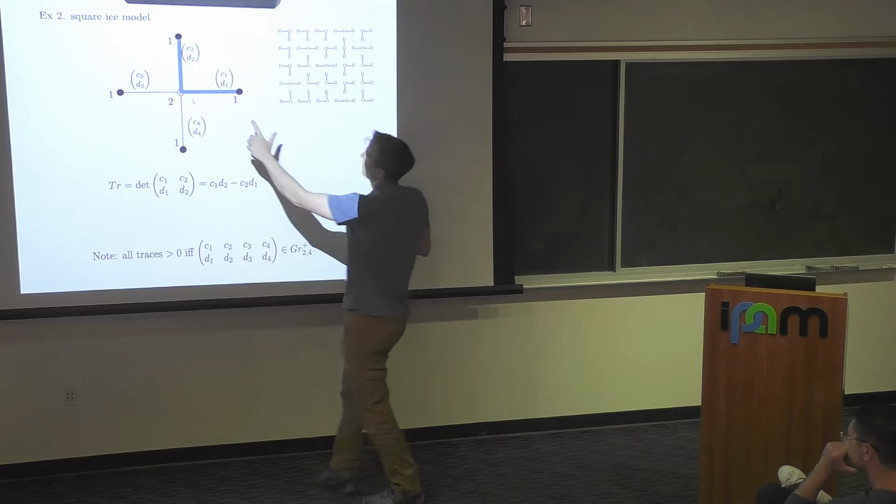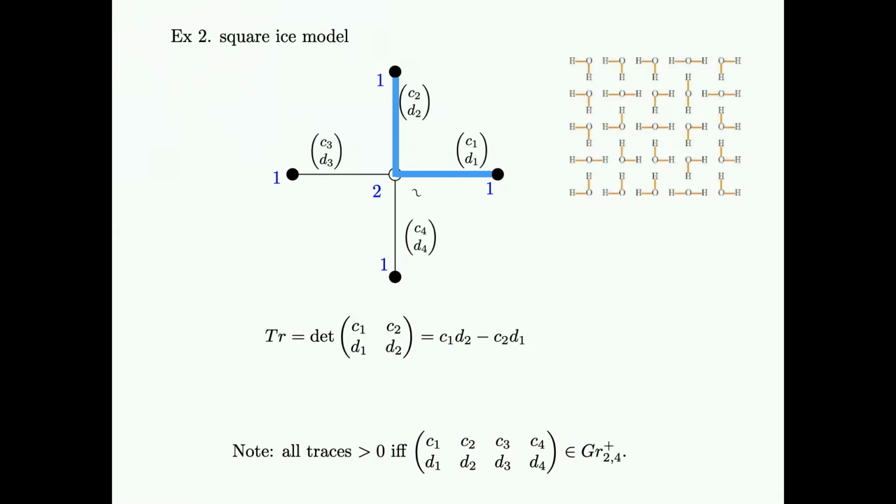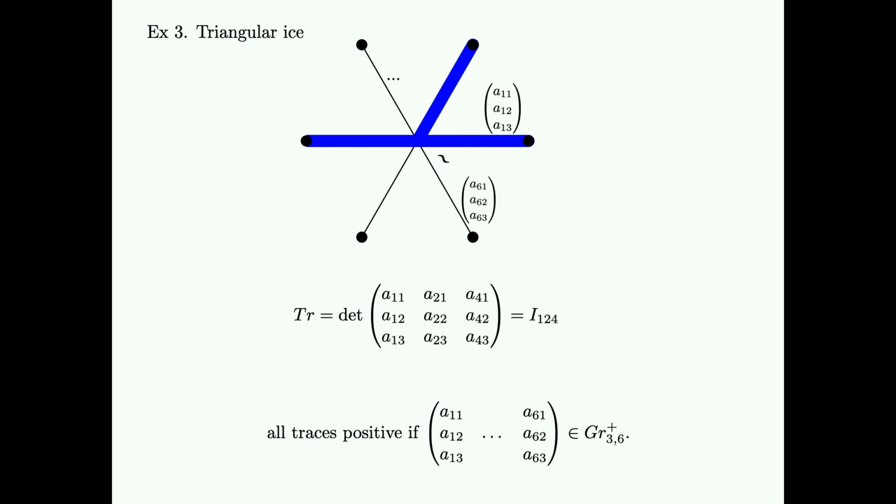Because of all the different molecules, there are 6 possible molecules, and there's one Plücker relation here, which defines the free fermionic subvariety. Of course, you can do the same thing with the triangular ice, the ammonia ice, NH3 ice. Around every vertex, you've got a 1 by 3 vector, and each molecule has 1 nitrogen and 3 hydrogens, and the trace now is the determinant of the matrix formed by the 3 columns, the ones pointing in the direction of the arms.